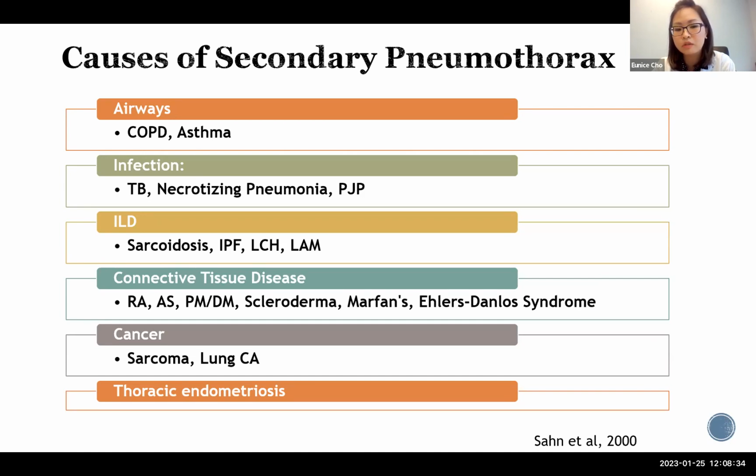But other entities such as Marfan's and Ehlers-Danlos syndrome, which I'll be discussing a little bit later, are also at increased risk for developing pneumothorax. And cancer, sarcoma, lung cancer, as well as thoracic endometriosis. So it's a phenomenon called catamenial pneumothorax. It happens spontaneously, and it could occur recurrently in young women in the childbearing age.